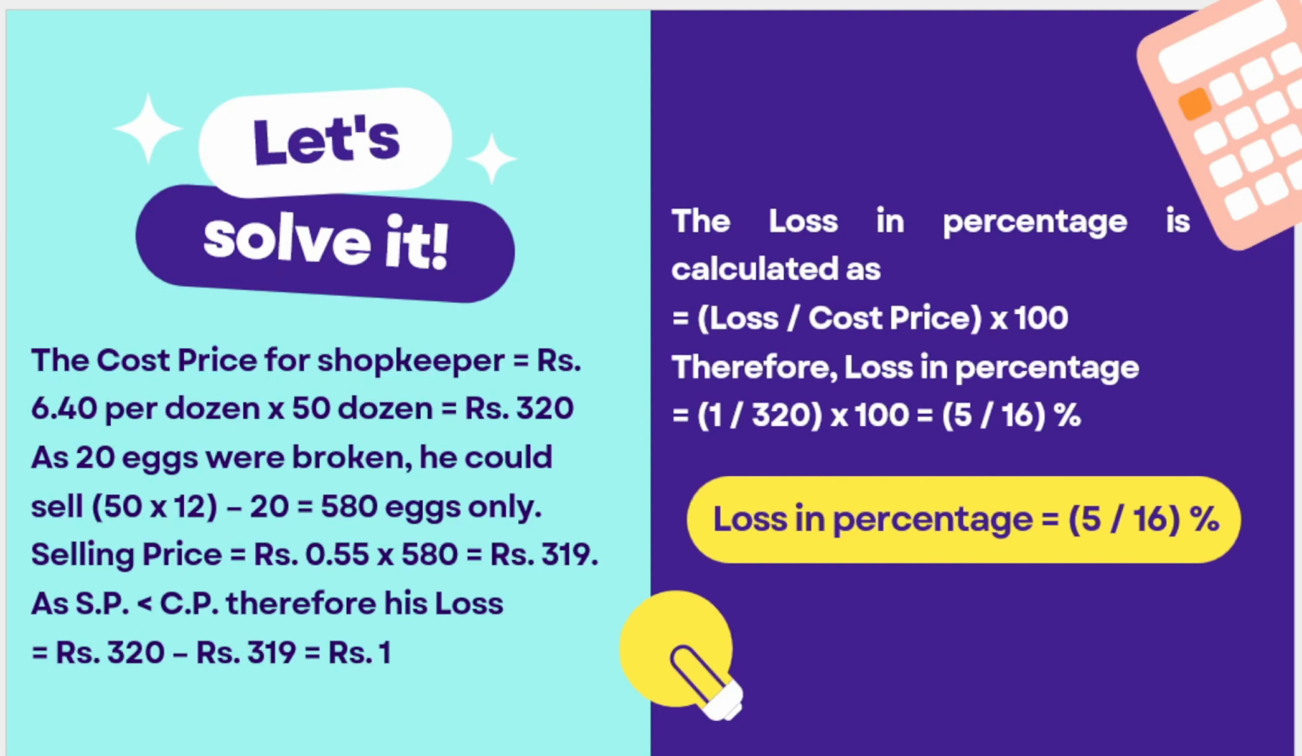Solution to example 6: the cost price for the shopkeeper is equal to 6 rupees and 40 paisa per dozen multiplied by 50 dozen, which comes to rupees 320. As 20 eggs were broken during transport, he could sell 50 dozen, that is 600 minus 20 eggs, which is equal to 580 eggs only, as he sells at the rate of 55 paisa per egg.